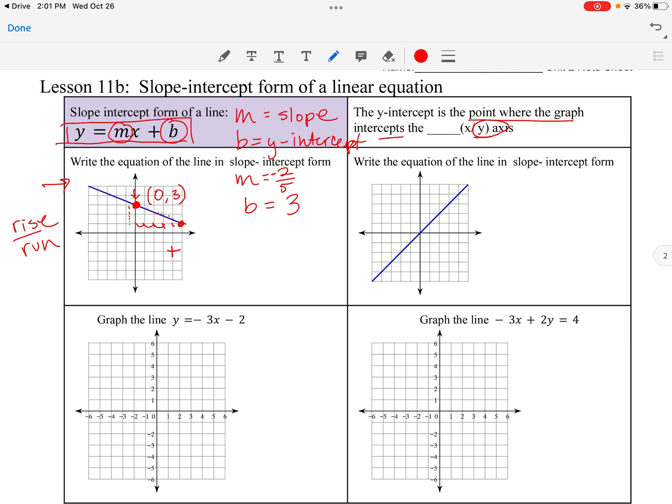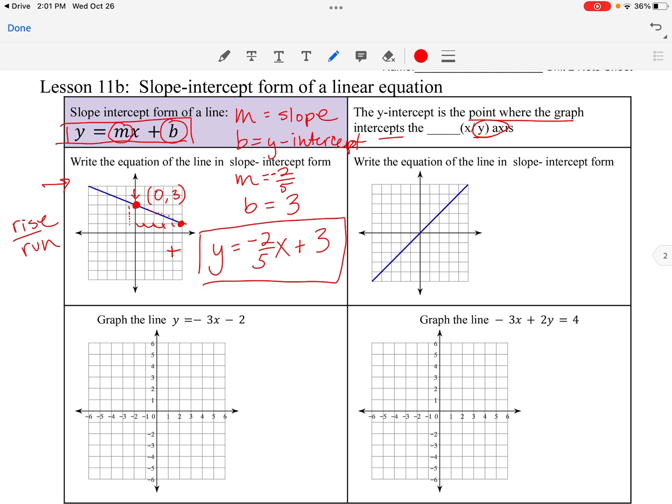So we're going to plug this into our slope-intercept form of a line. We're going to say y equals, and then we're going to put the slope here, and the slope is always multiplied to the x, and then we're going to add the y-intercept, which is positive 3, so it's going to be plus 3. If the y-intercept was negative, it would be minus 3. So that's the equation from the graph.